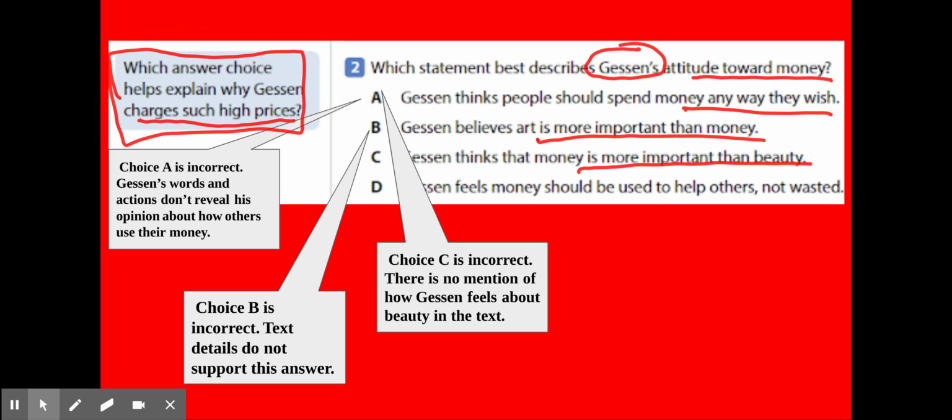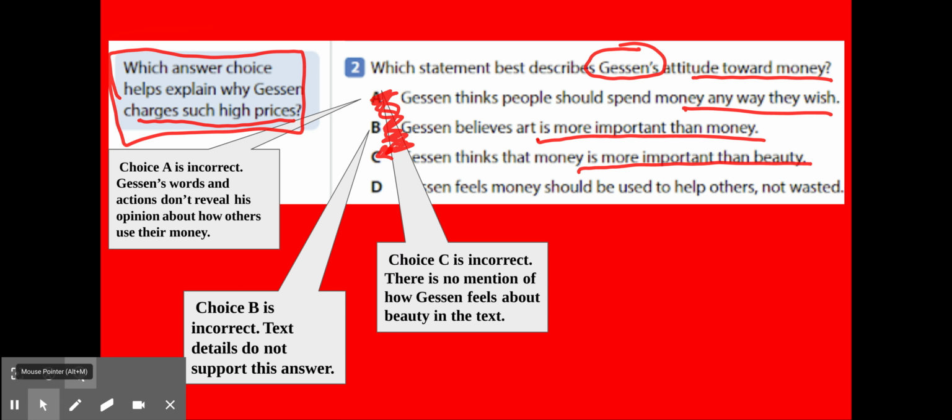And for some reason, my little box is in the wrong spot. We should be pointing right there at C. Choice C is incorrect. There's no mention of how Geeson feels about beauty in the text whatsoever. That's not even the point of the story, since it's supposed to be dealing with money and people who waste money and people who are trying to use money for good things. So that leaves us with our answer choice as being D, no matter what. But let's look at why.